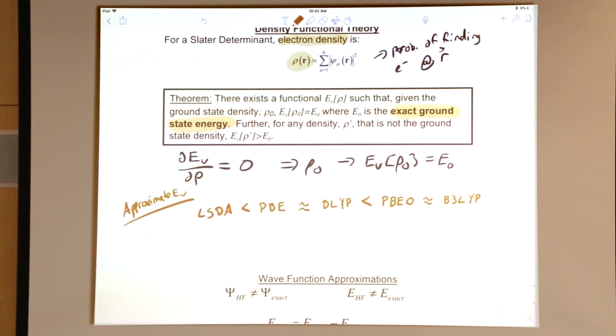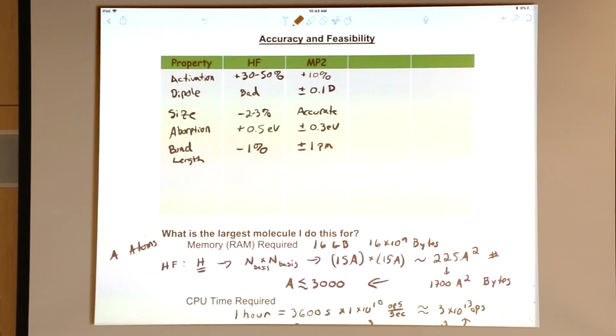But DFT, because it's based off of a Slater determinant, has exactly the same computational scaling and storage and everything as Hartree-Fock. It's the same kind of expense. But if I go back to this accuracy thing and I say, well, what would I get from that best density functional, B3LYP, what I find is that activation energies are still a little bit difficult. I underpredict activation energies. But my dipole moments are good. My sizes are again accurate.